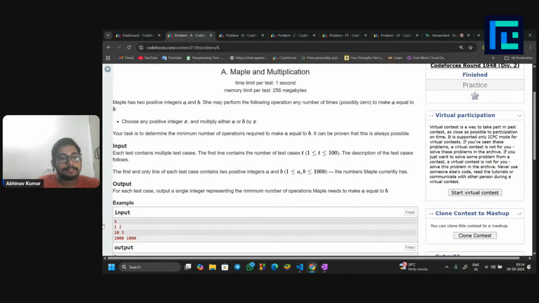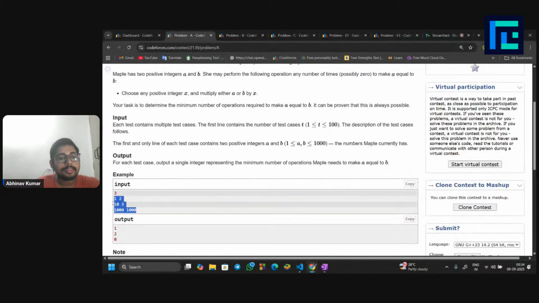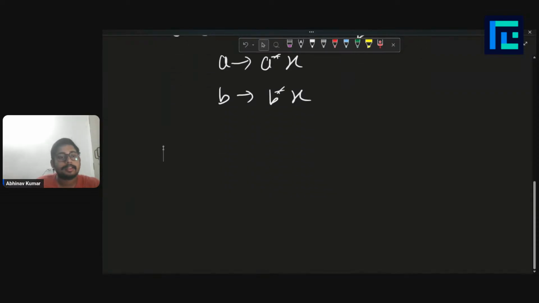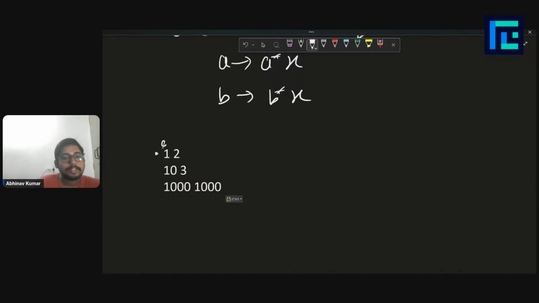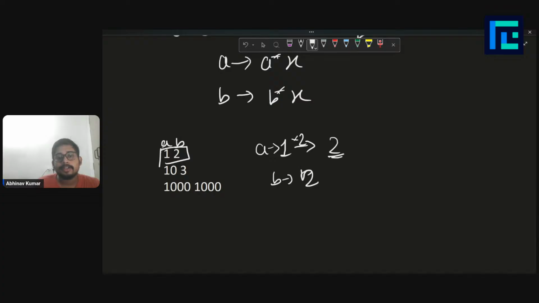So for example, let's look at all the test cases. In the first test case, A is given as 1, B is given as 2. What you can do is just perform one operation, multiply A by 2 and make it 2. So A would become 2 and B is already 2. So they become equal by doing one operation. So 1 is the answer for the first test case.